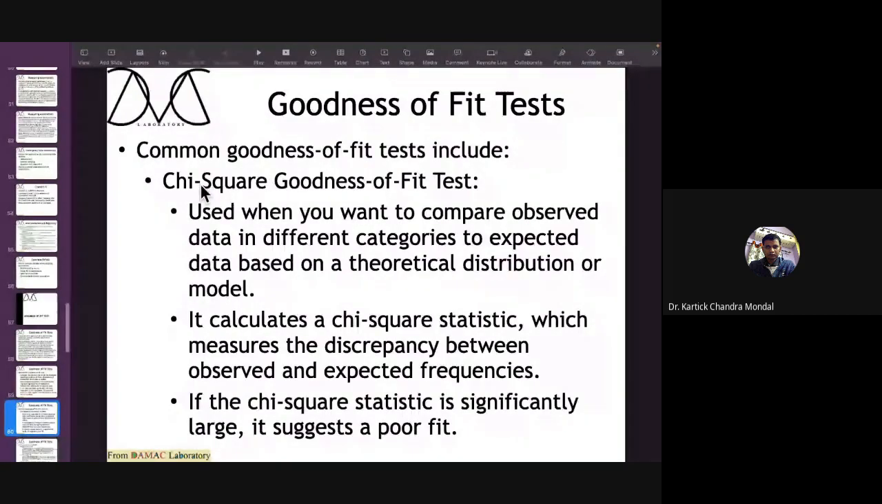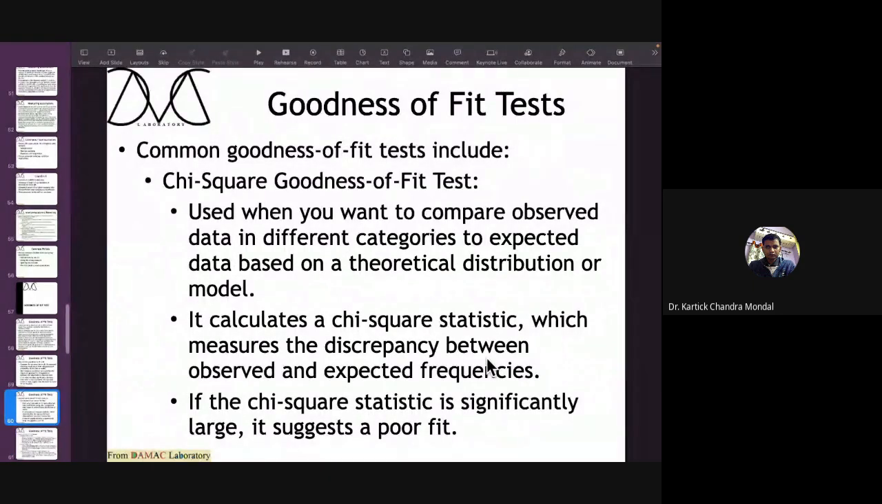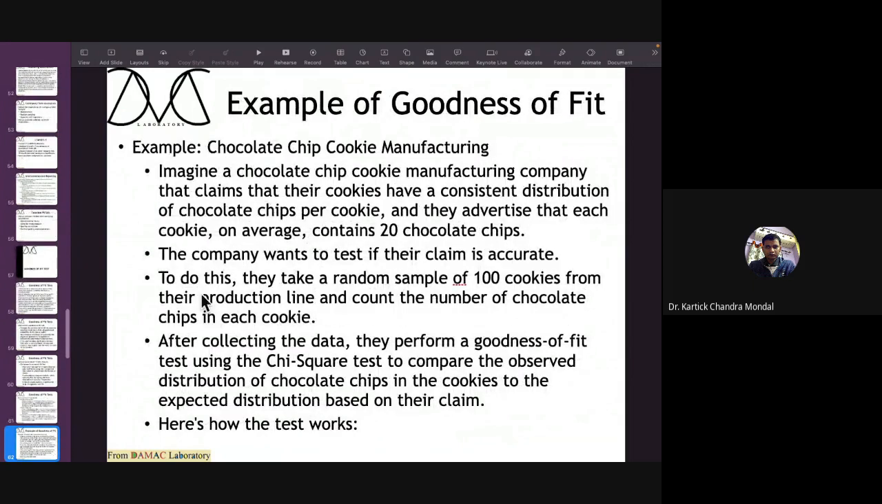So there are many ways to do that. There is the chi-square goodness of fit test, which we will see, and there are many others like the Kolmogorov-Smirnov test, the Anderson-Darling test, and goodness of fit tests for Poisson, normal, and exponential distributions. As I said in the previous slide, there are many distribution models you can use, and based on that the goodness of fit test value is generated.